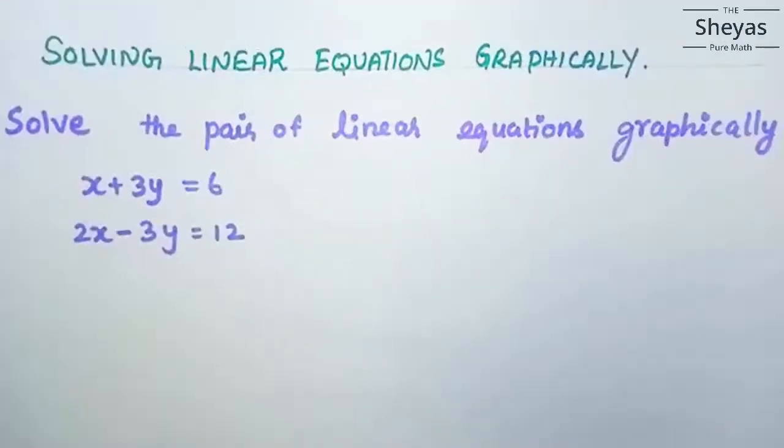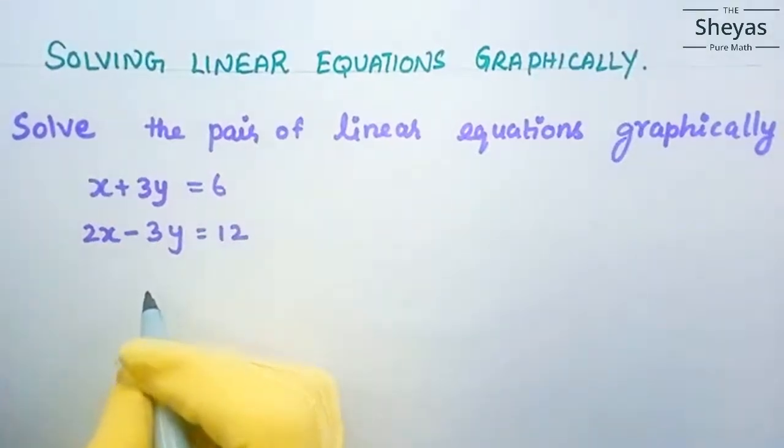Hi friends, today we are going to solve the pair of linear equations graphically. So what is the linear equation given? x plus 3y is equal to 6, and another linear equation, 2x minus 3y is equal to 12. Now we are going to solve this graphically. Let us start solving.